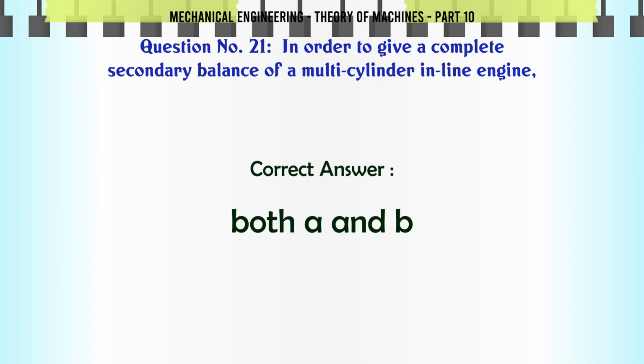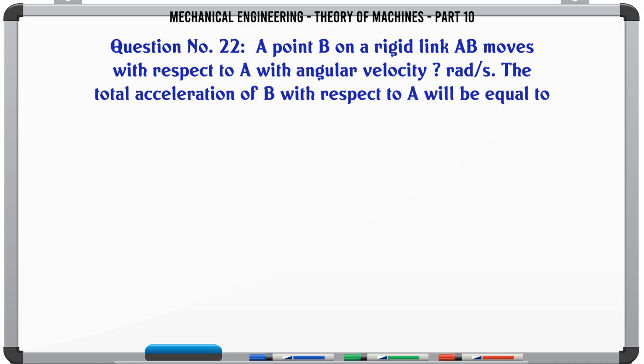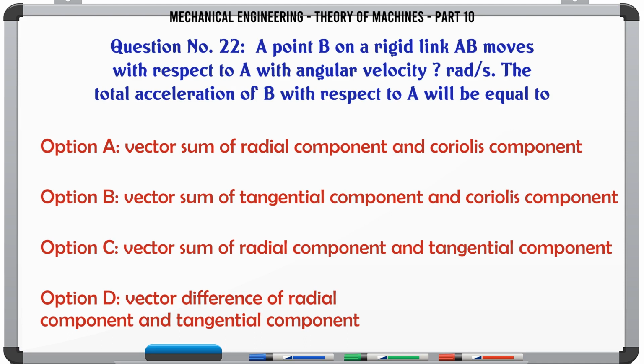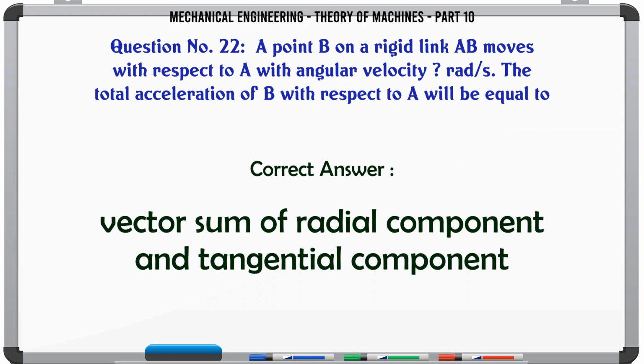The correct answer is both A and B. A point B on a rigid link AB moves with respect to A with angular velocity ω rad/s. The total acceleration of B with respect to A will be equal to: A. Vector sum of radial component and Coriolis component. B. Vector sum of tangential component and Coriolis component. C. Vector sum of radial component and tangential component. D. Vector difference of radial component and tangential component. The correct answer is vector sum of radial component and tangential component.